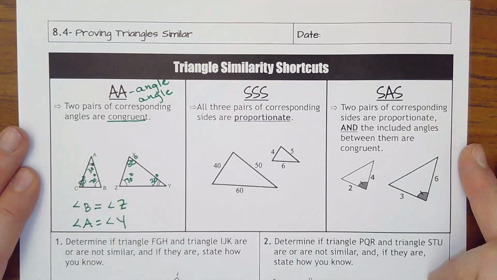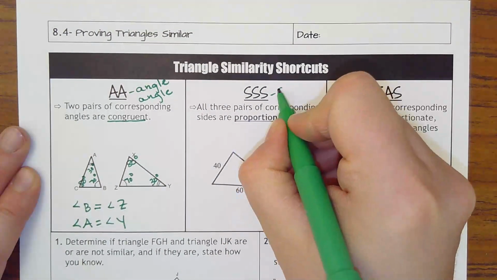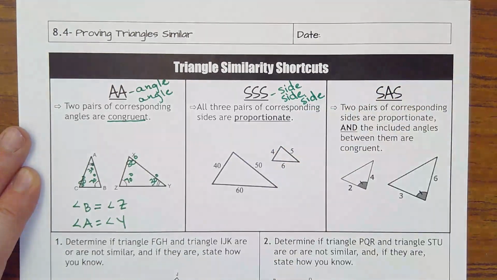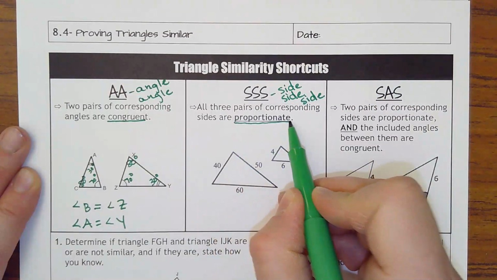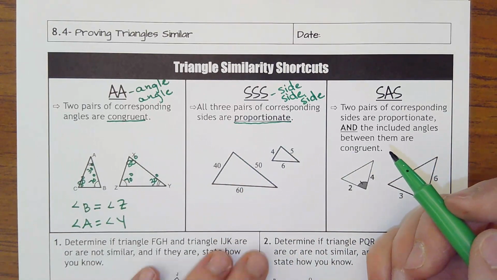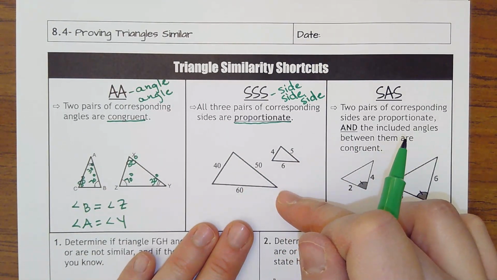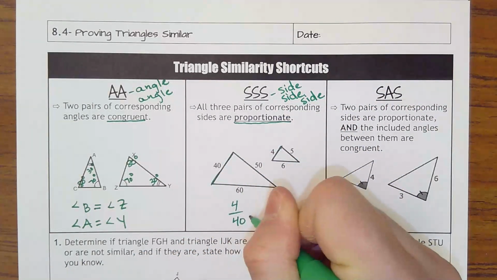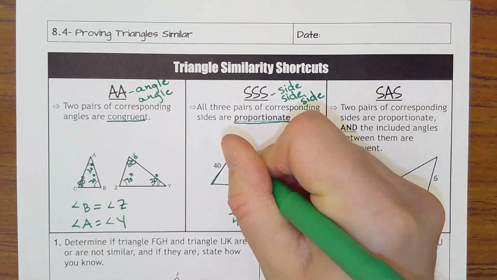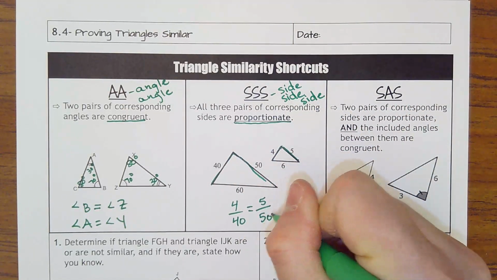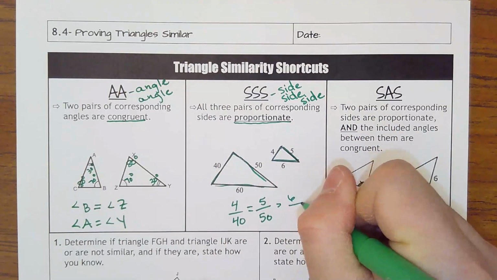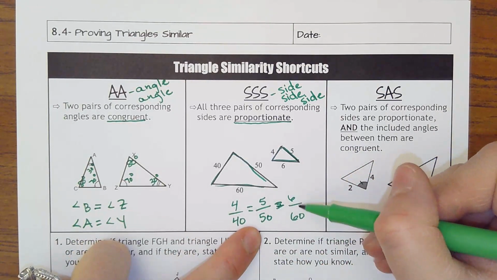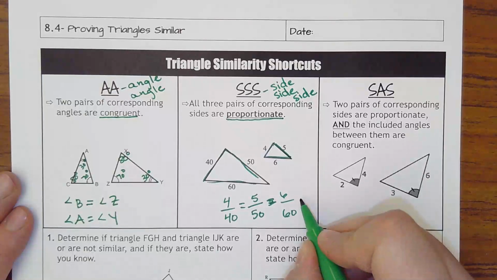Okay, the second way you can prove that 2 triangles are similar is by side, side, side. All 3 pairs of corresponding sides are proportionate, so you want to make a proportion out of them. Looking at these triangles, you can see they're in the same orientation here. So let's say I have 4 to 40, so I'm going to make it a fraction. I would see if that's equal to 5 to 50, and see if that's equal to 6 to 60. Some of them you can just look at and tell that this is 1/10, 1/10, 1/10. Yes, because it all equals 1/10.